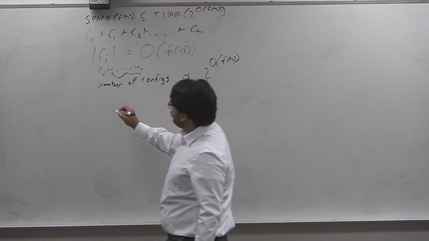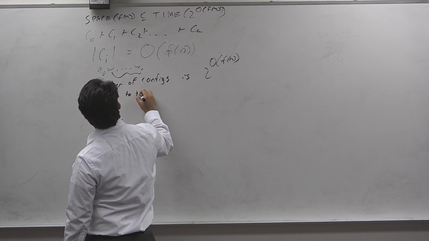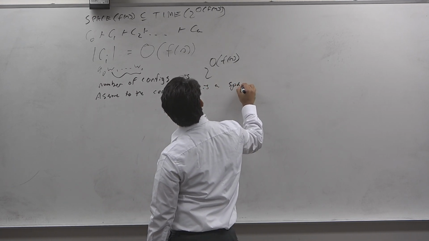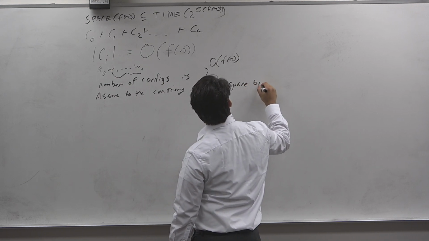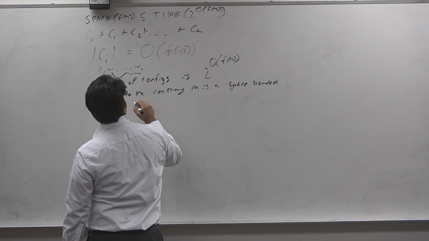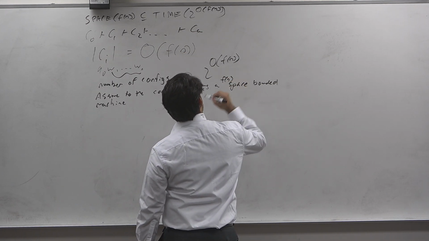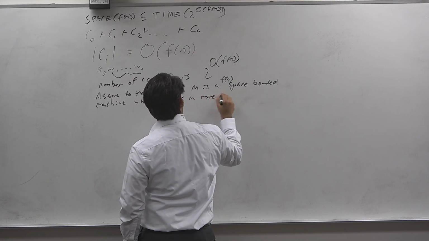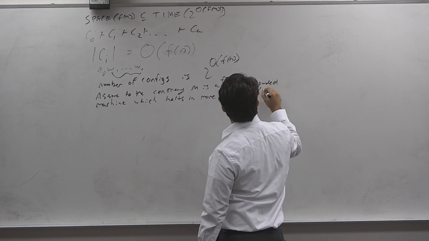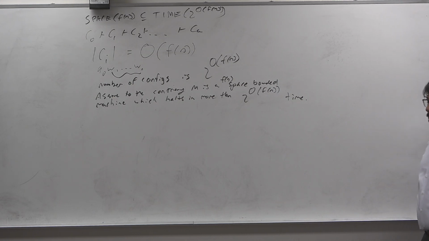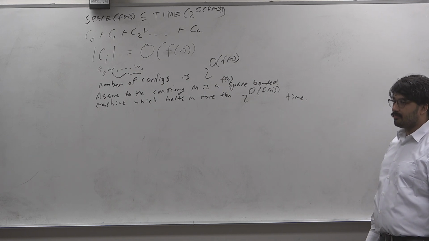Okay. Assume, to the contrary, M is a space-bounded machine, sorry, an f of n space-bounded machine, which halts in more than 2 to the O of f of n time. If there are 2 to the O of f of n configurations, and it takes more than 2 to the O of f of n time, what may you infer?